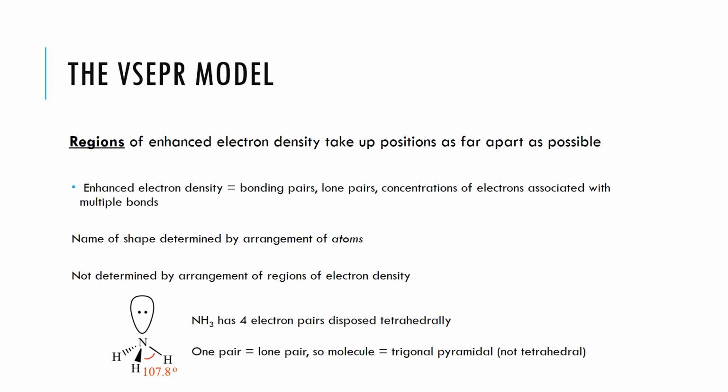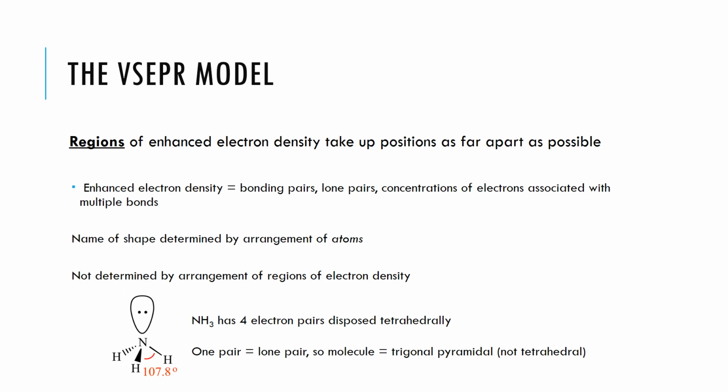Another way of saying that is that these regions of enhanced electron density take up positions as far apart as possible. All we mean by regions of enhanced electron density are anywhere where there is a concentrated number of electrons. That can be bonding pairs, so electron pairs that are involved in a bond. It can be lone pairs, electron pairs that aren't involved in a bond, for example, as with ammonia, and concentrations of electrons that are associated with multiple bonds, so double or triple bonds.